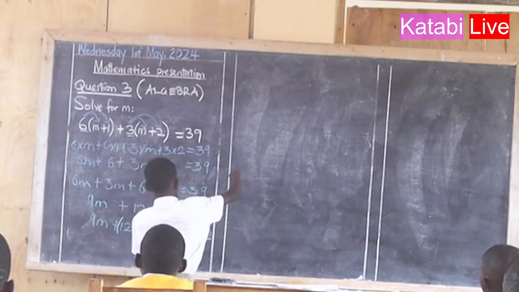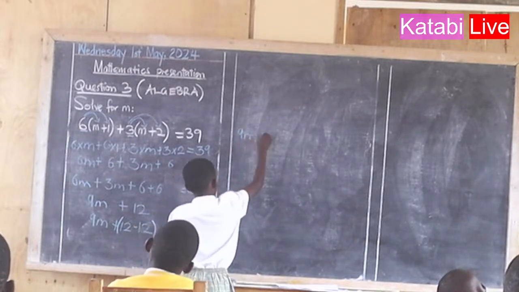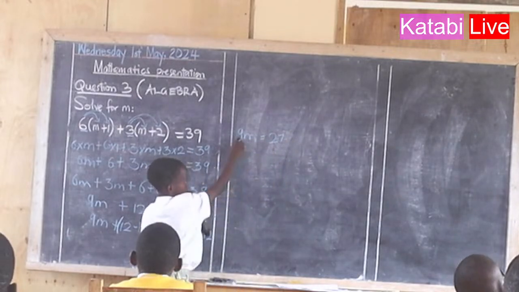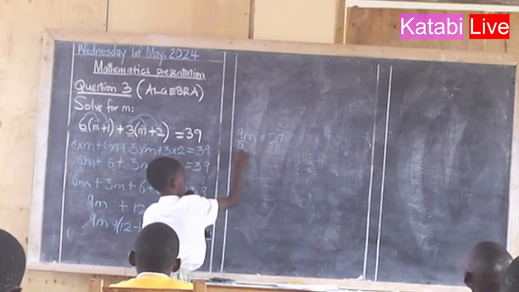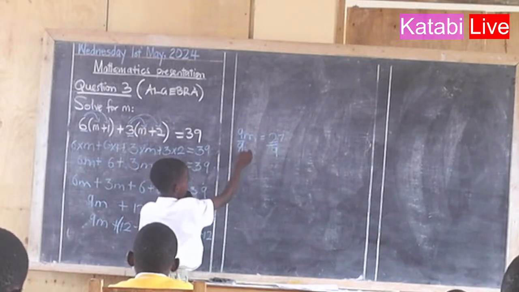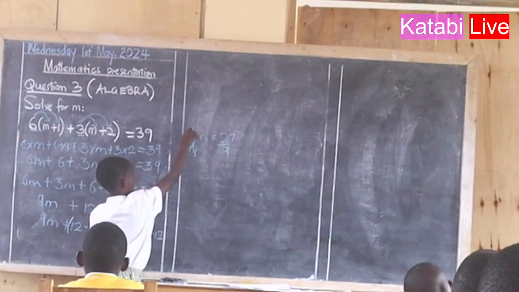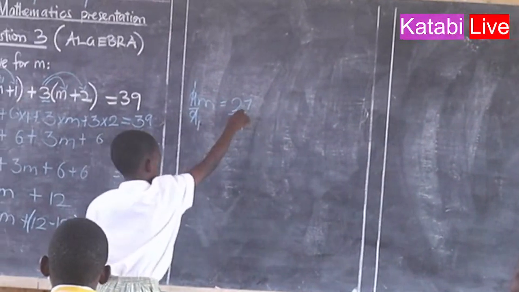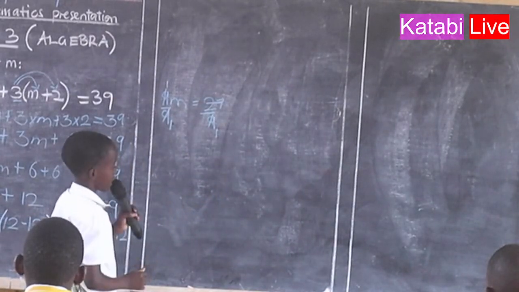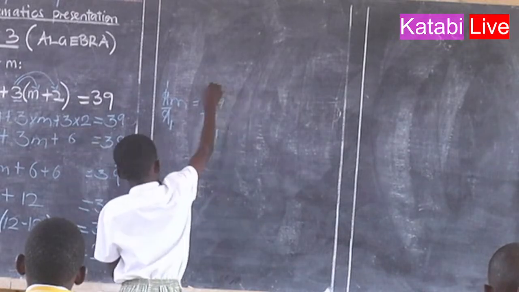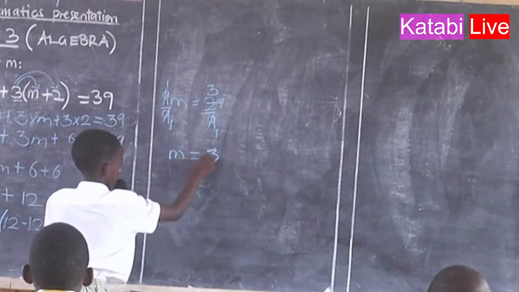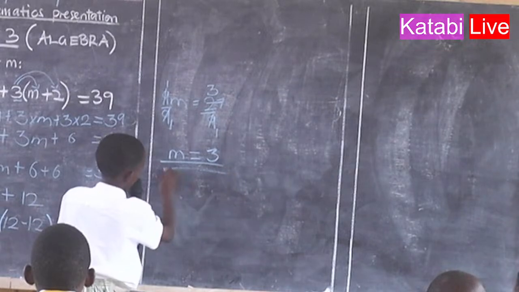Let me continue from here. 9m equals 27. You divide both sides by 9. Yes? 9 divided by 9. 27 divided by 9. m equals 3. So this is our answer.